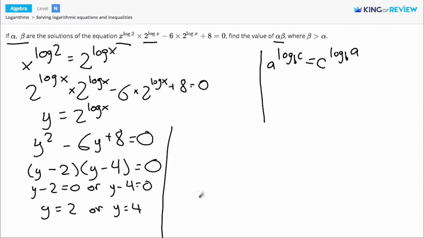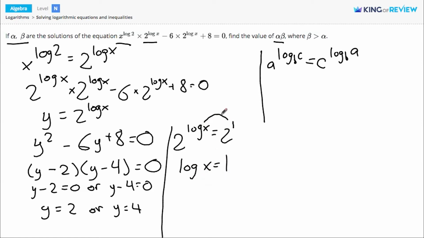So let's see. If y equals 2, that means 2 to the log of x is equal to 2. Well, the 2 on the right side of the equation has an exponent of 1, so that means that the log of x has to equal 1, since the two exponents have to be equal.